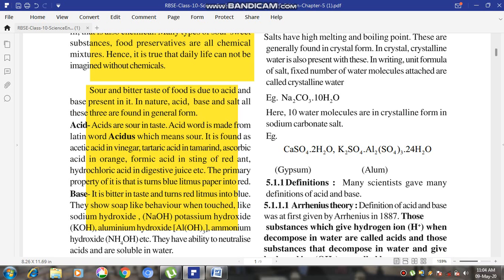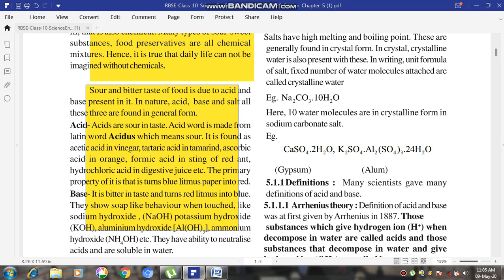The primary property of acid is that it turns blue litmus paper into red litmus paper. What is the primary property of acid? That it turns blue litmus paper into red.